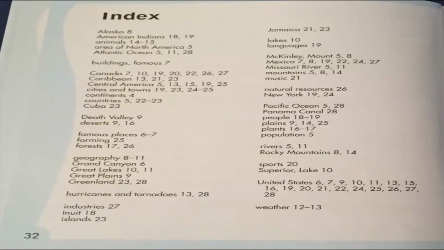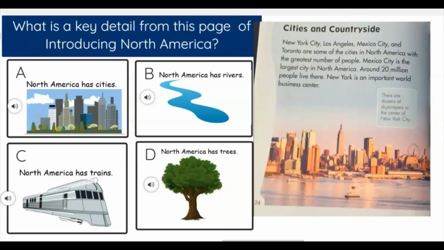Now that we've listened to Introducing North America, let's dig deep into some key details. Learn all about Introducing North America and pull key details out of the text. Your job today in Seesaw is to look at the page about cities and countryside, and then answer the question, what is a key detail from this page of Introducing North America? You're going to choose your answer, whether it's about cities, rivers, trains, or trees. Remember, you're just looking at the details on this page.